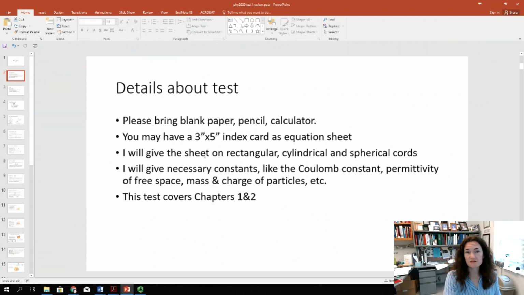I will give the sheet with the list of the rectangular, cylindrical, and spherical coordinates and the relationships from differential calculus, so you'll have that. And I'll also give any necessary constants that you need, like the Coulomb constant, the permittivity of free space, the mass and charge of particles, and things like that. And as a reminder, this is just going to cover chapters 1 and 2.